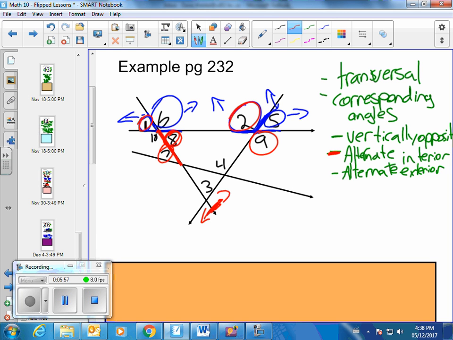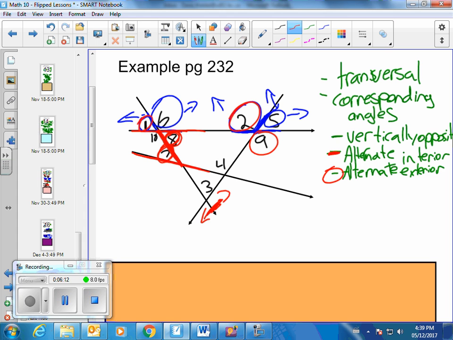Basically meaning that this 8 angle here is below this transversal, and our 7 angle here is above this transversal. So they're on opposite positions of those lines, and they're also on opposite positions of that particular line.